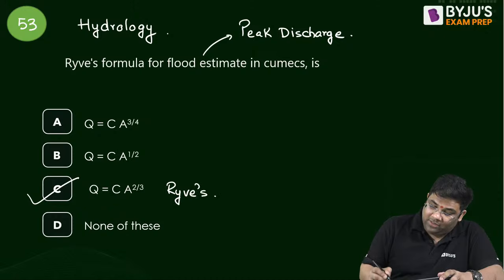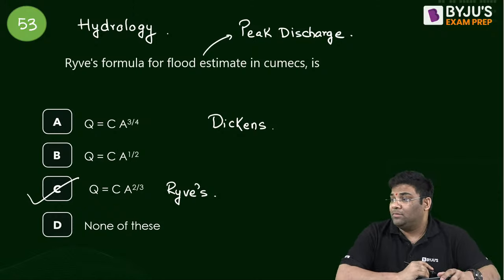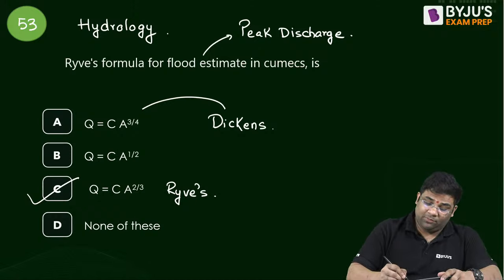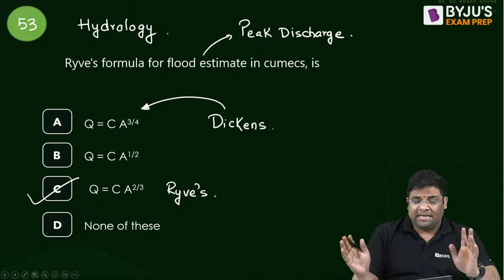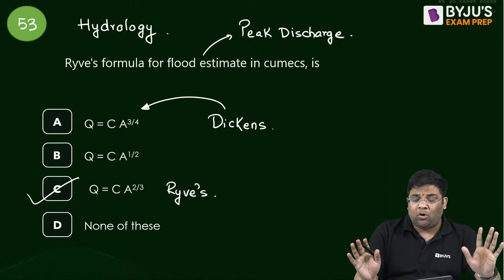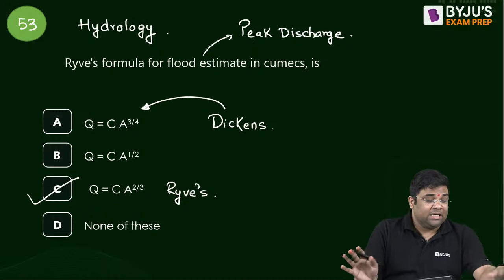Yes. Now what is that? If I ask you the Daikin's formula, what is the Daikin's formula? Tell me. This one is Daikin's formula, right? Yes. So many formulas are there, like the English formula, the rational method. So I'll request you to remember all the empirical formulas which you see in your hydrology and irrigation. They will directly ask you the formulas.